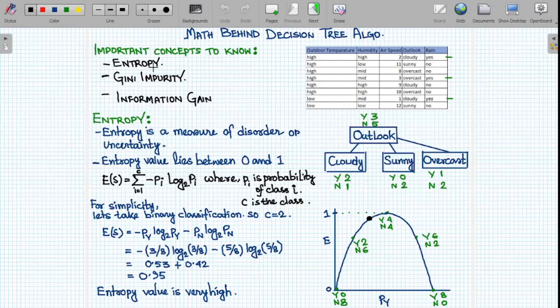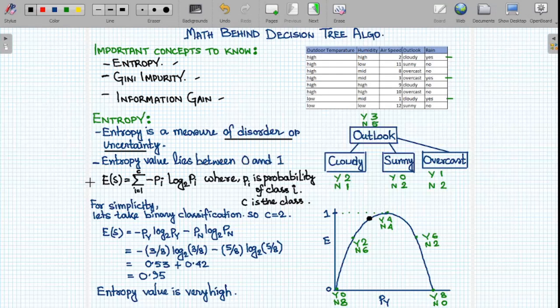We will go through entropy, Gini impurity and information gain. These three are very important concepts for the decision tree algorithm. Let's start with entropy. We know entropy is the measure of disorder or uncertainty. We will understand entropy with the same example we used during our previous session when we learned the decision tree algorithm. Remember, entropy value lies between 0 and 1.